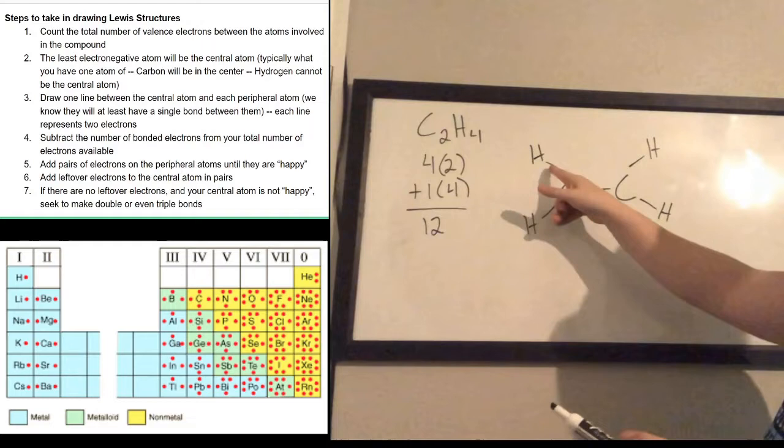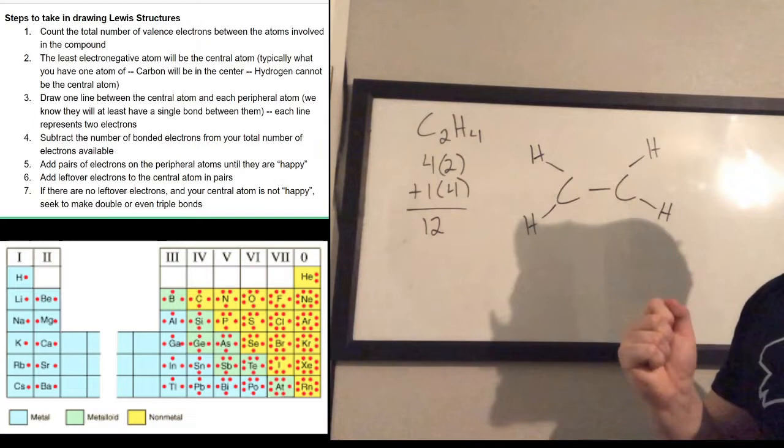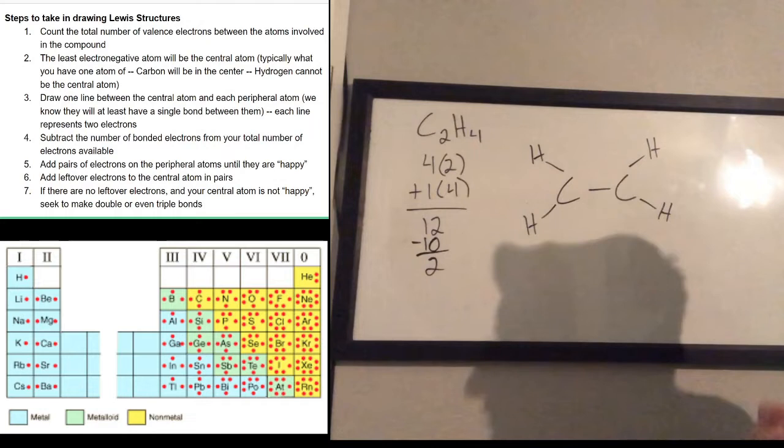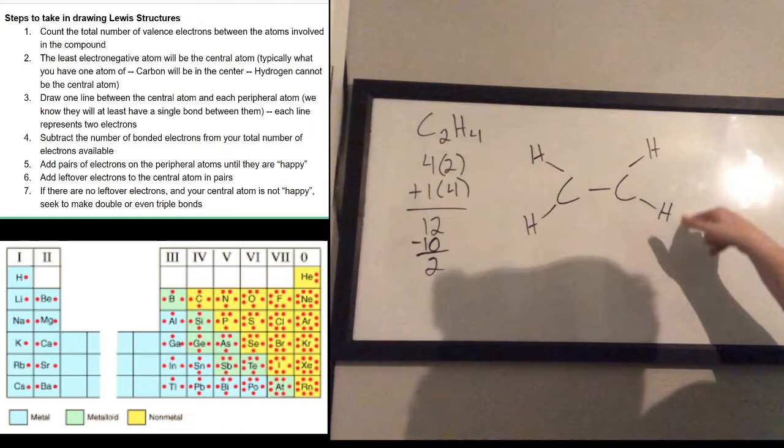1, 2, 3, 4, 5 lines drawn, each with 2 electrons used in each of those bonds. Therefore, we utilized 10 electrons. So I've got 2 left over. The next step would normally be to make the outside atoms happy, but our outside atoms are hydrogen. Therefore, they only want 2 valence electrons. Therefore, we're not going to add any more to them.